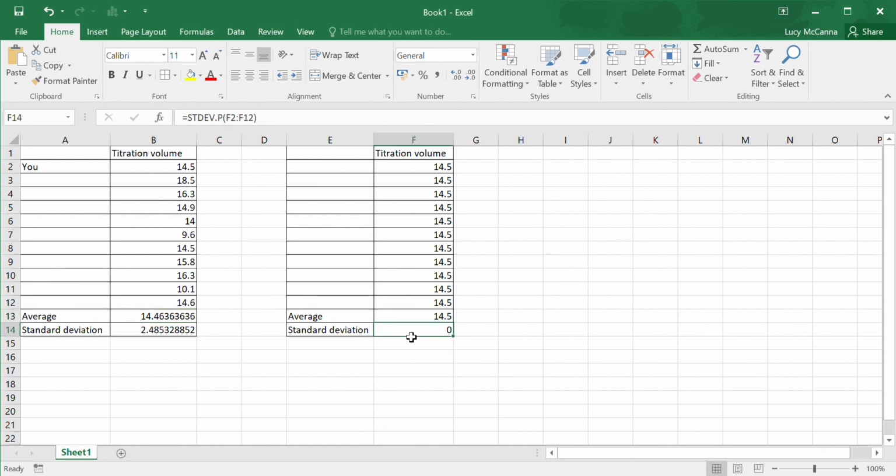The closest agreement would be a standard deviation of 0, and the closer this number is to 0, the better, the more reproducible these results were. And if you get quite a high number here, you could talk about how those results weren't very reproducible and perhaps how that might affect the overall reliability of your analysis.